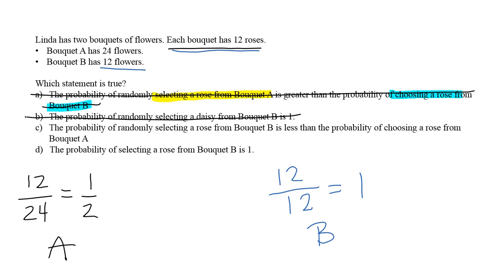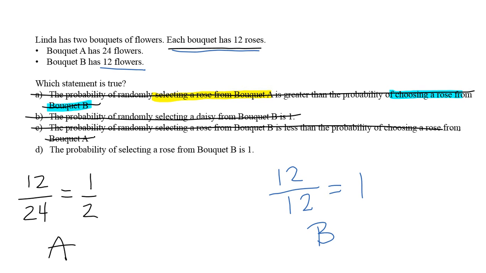So now we can look at option C. The probability of randomly selecting a rose from bouquet B is less than the probability of choosing a rose from bouquet A. Well, this really isn't saying anything different than statement A did. It's just flipped our words around, but it's still asking us, is bouquet B smaller? And that's the same as the probability of bouquet A being greater than. So we already know that this statement's not true, because the probability of choosing a rose from bouquet B is bigger than bouquet A. So that leaves us with D.